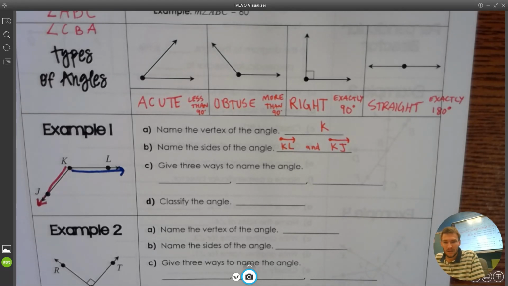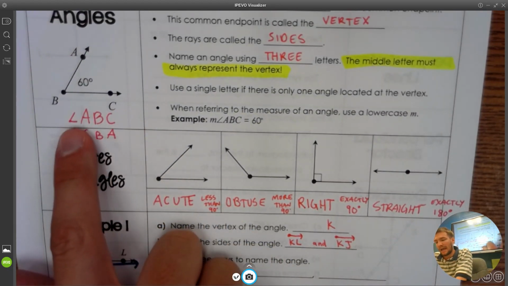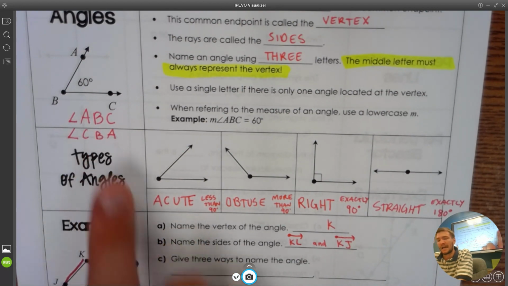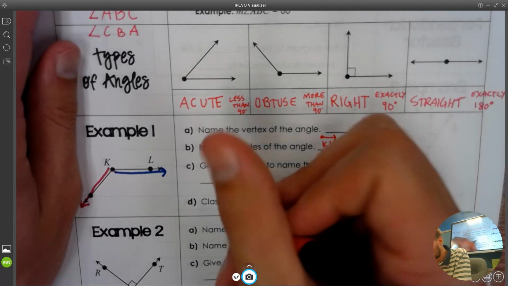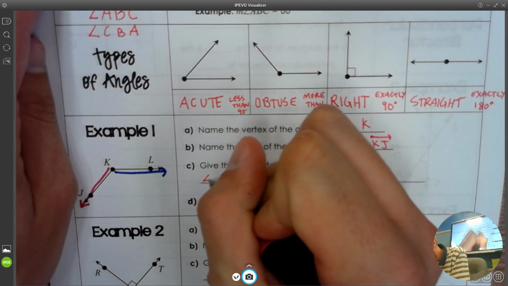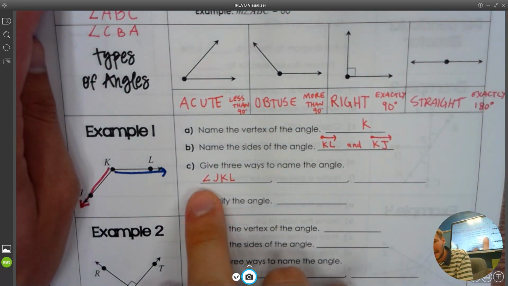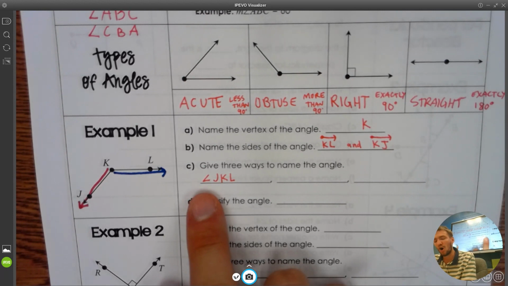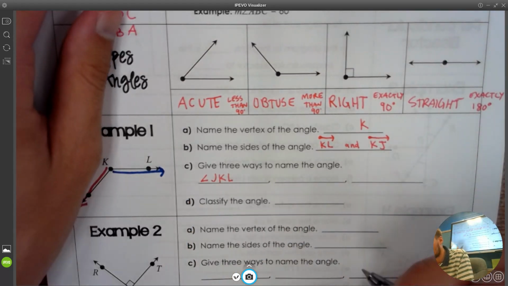All right. It says give 3 ways to name the angle. We talked about 2 of them up here with angles ABC and CBA, because that B has to be in the middle. So give me those 2. Yep. As long as K is in the middle, we can do JKL. Please put that little angle sign on there. It's almost like a less than symbol, and that's pretty much good enough to make sure I know it's an angle. And the other one would be LKJ.